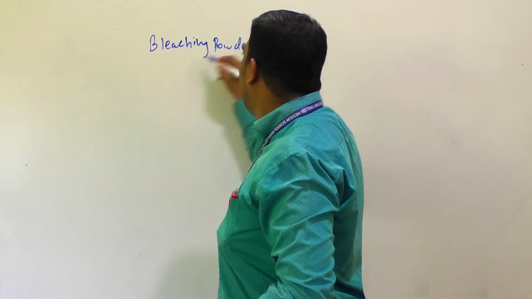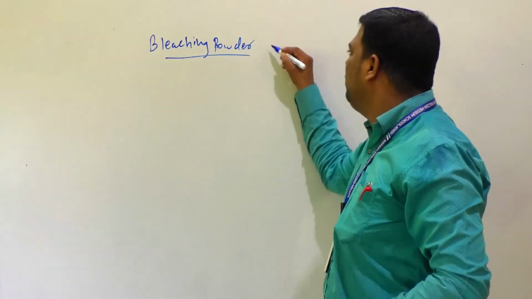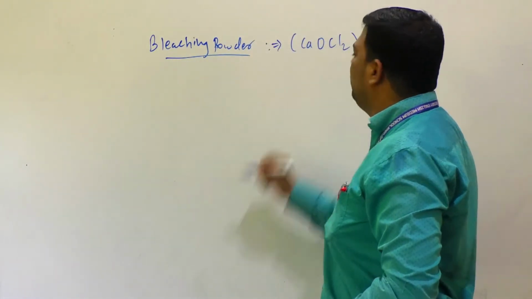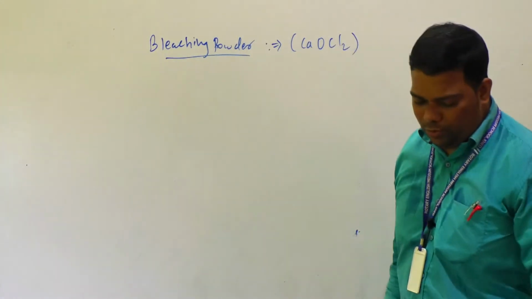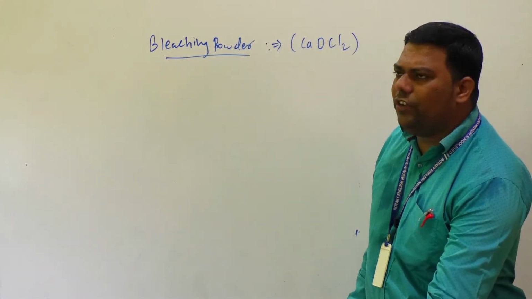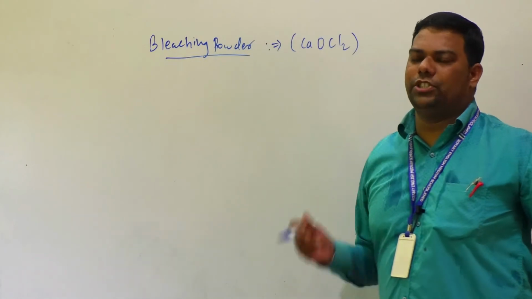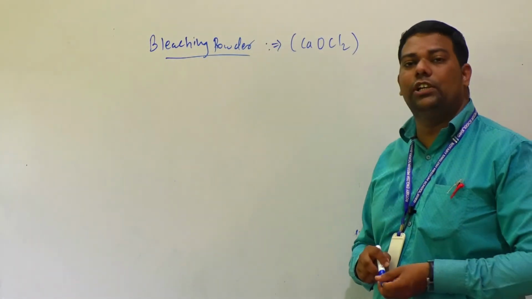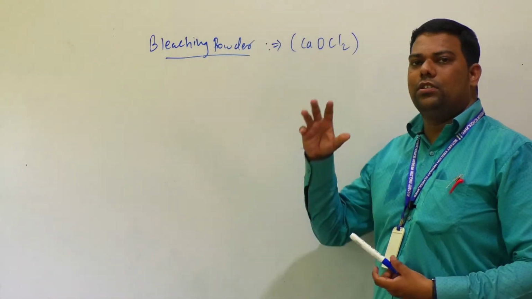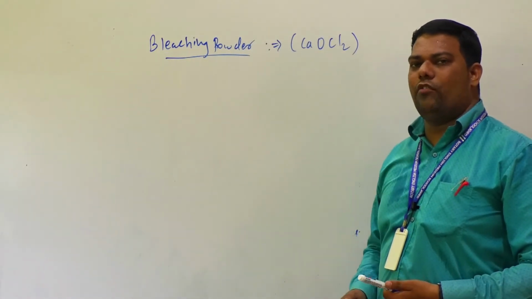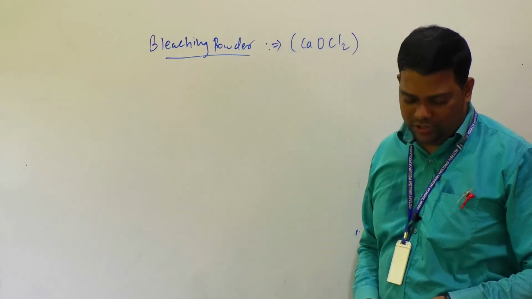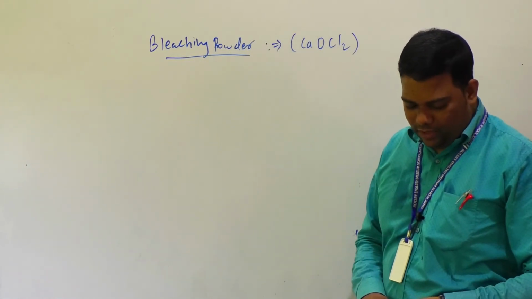So bleaching powder formula, as you know, the chemical formula is CaOCl2. So how is bleaching powder formed? Bleaching powder is formed by the action of Cl2 gas on slaked lime, that is lime water, calcium hydroxide. Okay, understood?